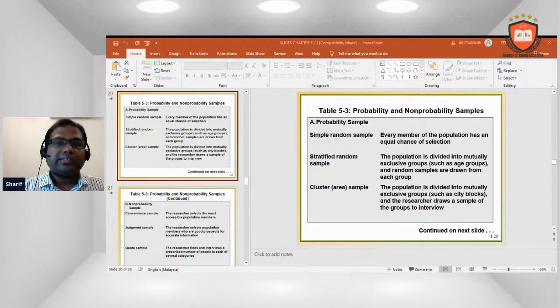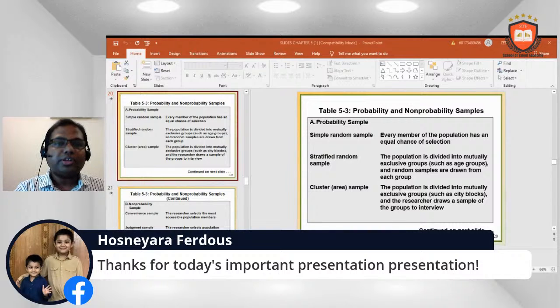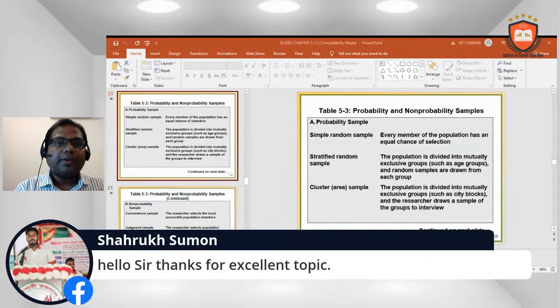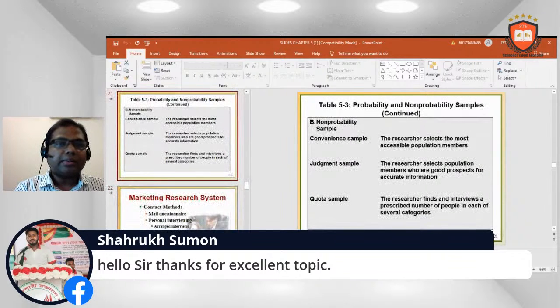So if we can understand these different issues, and if we can understand different kinds of market information, then we can identify, and then we can analyze the different kinds of important things. So in the probability methods, there are some other important things.